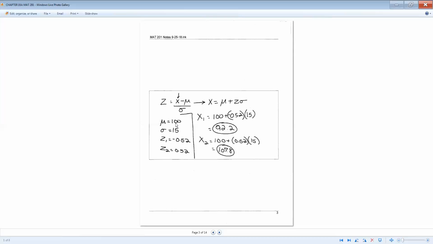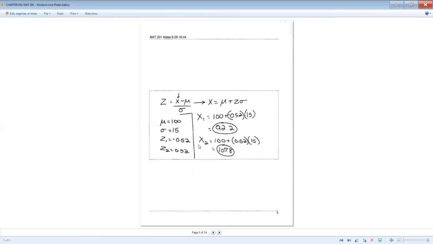So we saw that our mean was 100, standard deviation was 15. We established that our first z-score is negative 0.52. Second z-score is positive 0.52. So we plug those values in for each z-score. So in other words, if I want the data value that corresponds to this first z-score, plug in 100, plug in negative 0.52 for that z-score, and plug in 15, that gives me 92.2.